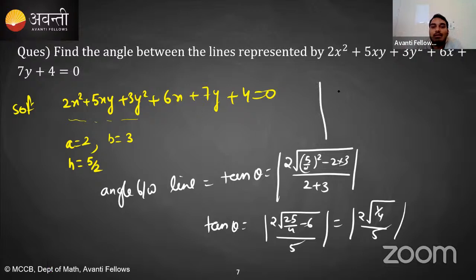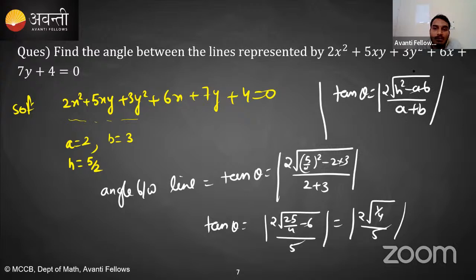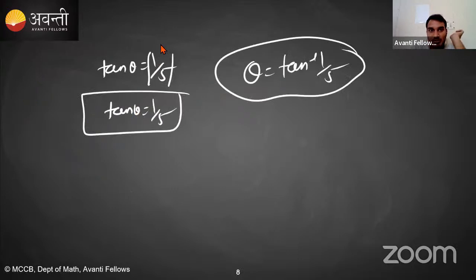Okay. In the last class we discussed that the angle between two lines is 2 times under root of h square minus ab upon a plus b. So by seeing the coefficients, a is 2, b is 3, h is 5/2, put the values and you will get the answer. That's all. It's just a formula based question, nothing else. Now let's proceed to the next question.